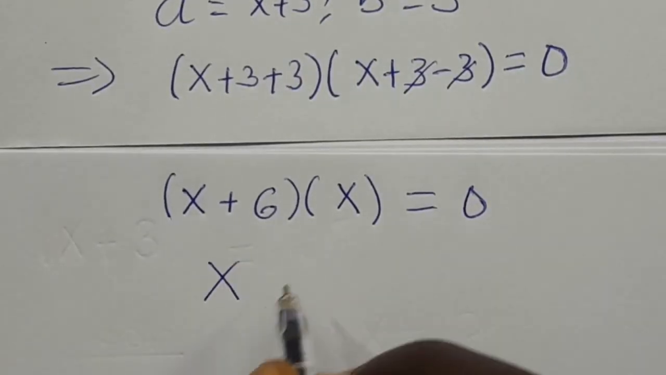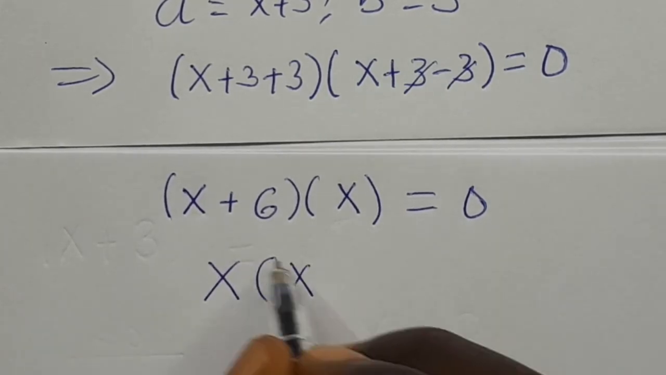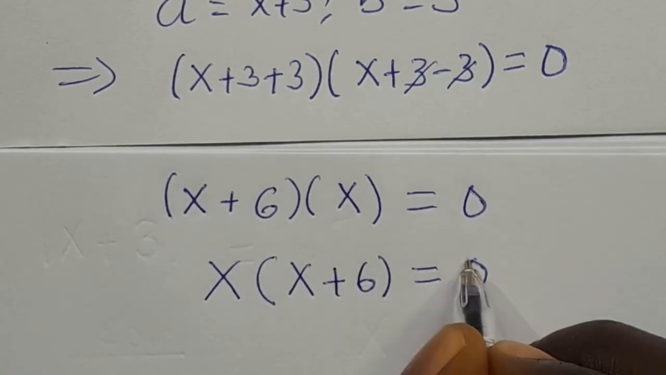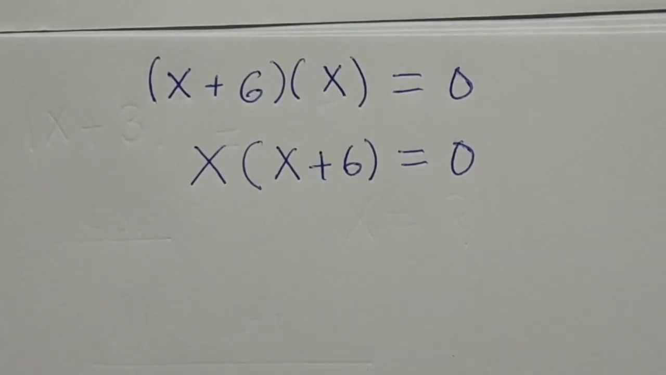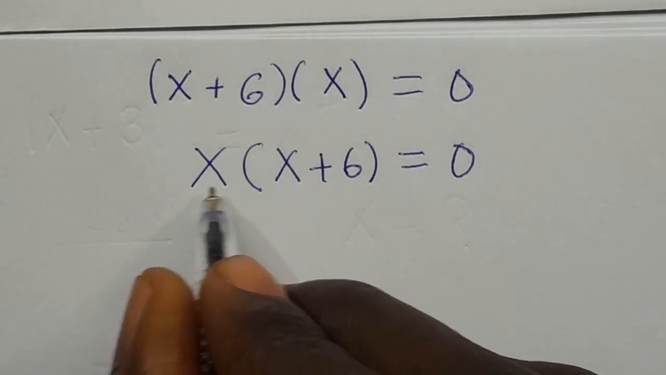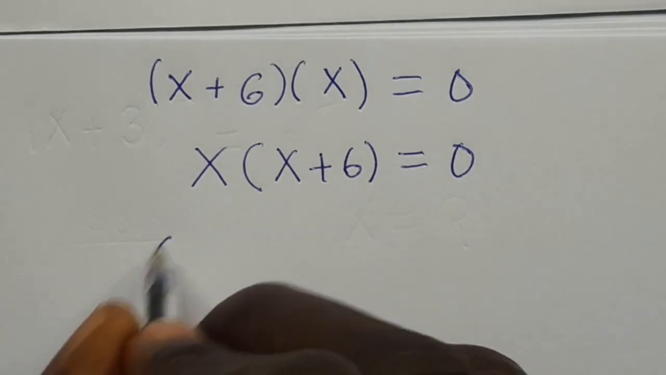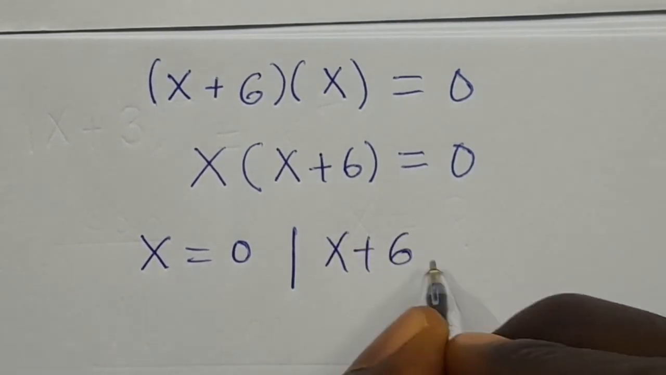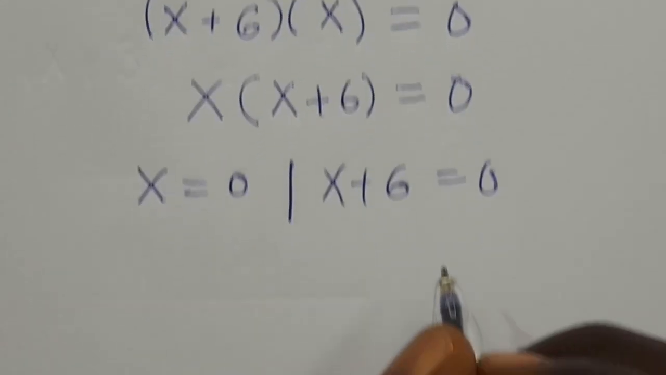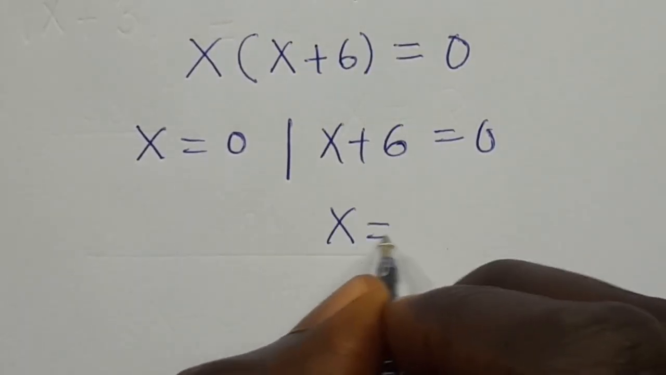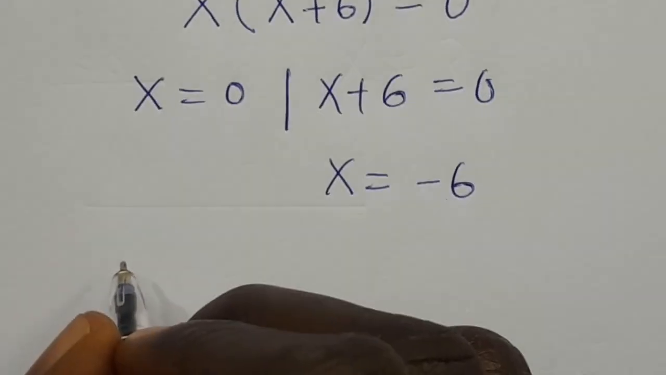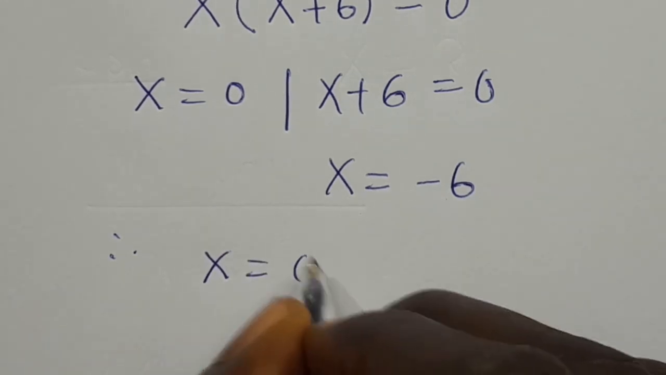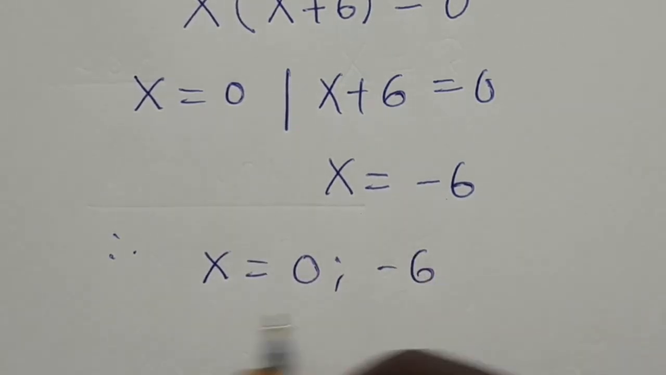So therefore we have x outside multiplied by (x + 6), then we set everything equal to 0. Then what we are trying to say is that for this particular expression to equal 0, either x equals 0 or x plus 6 equals 0. And so from here we have x equals minus 6. Again, method 2 gives the same answer as method 1.